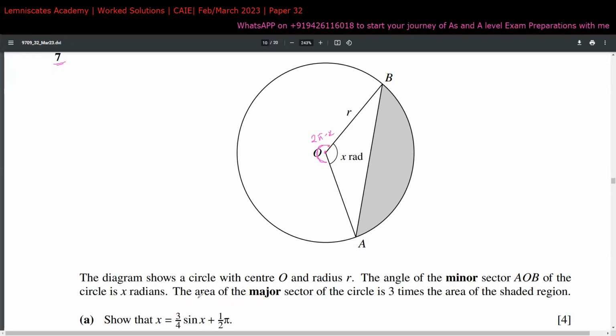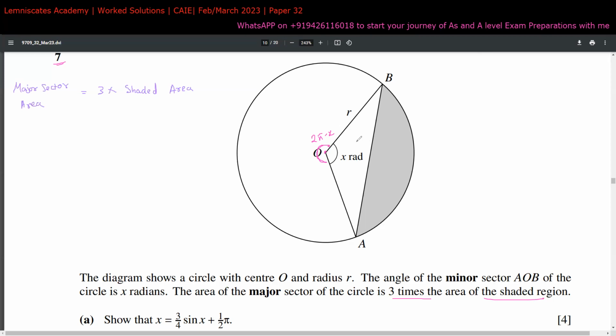And now it's also given that the area of this major sector is 3 times the area of the shaded region. So the thing that is given to us is: major sector area is equal to 3 times shaded area. So if you know how to find the area of the major sector, and how you can find out the area of the shaded region, you just need to equate them and get this equation, because that's something that we have to prove in the first part.